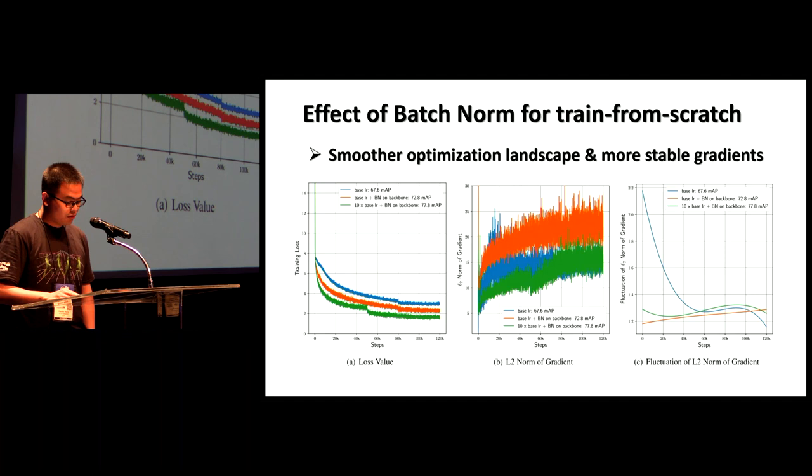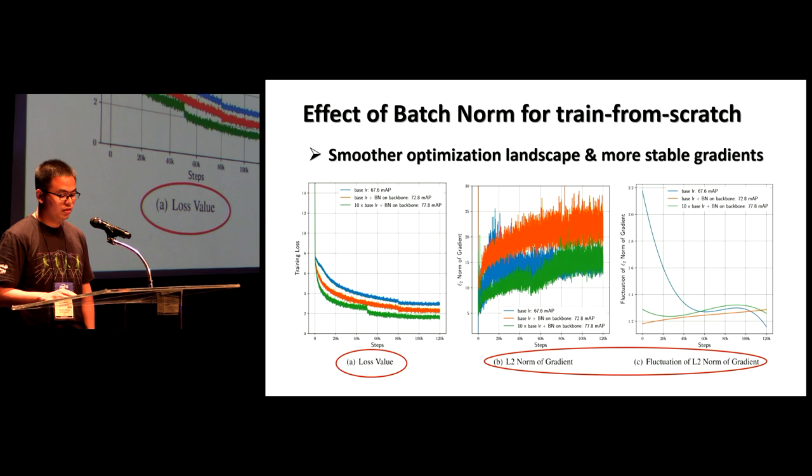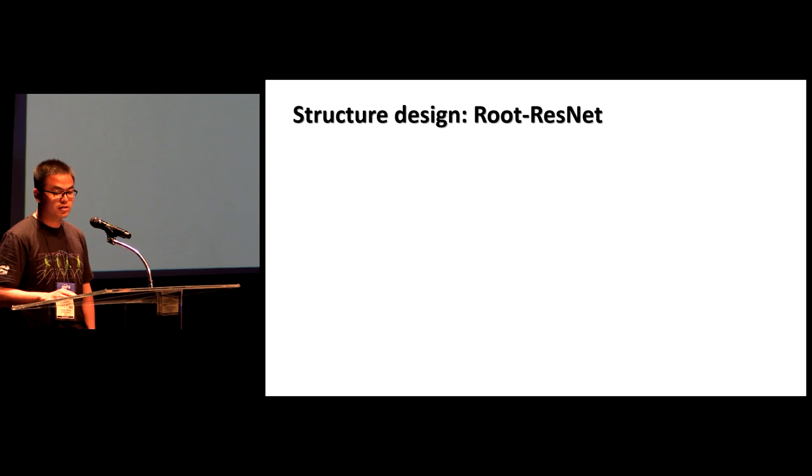First, we empirically found that the key to training detectors from scratch is batch normalization. The reason behind this is that BN can make the optimization landscape smoother and have a more stable gradient, which enables a larger learning rate. As a result, we can successfully train SSD from scratch and are free to modify the architecture without restrictions.